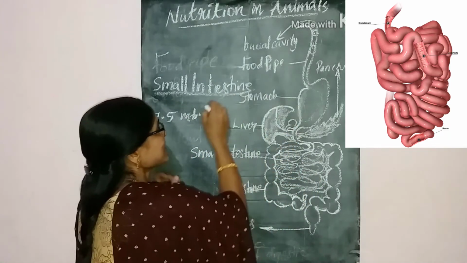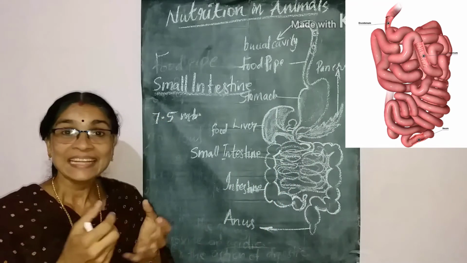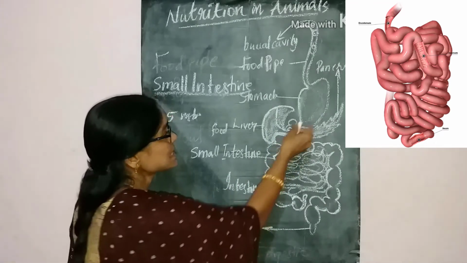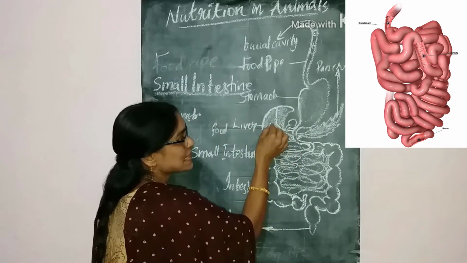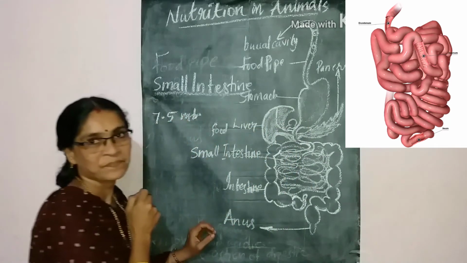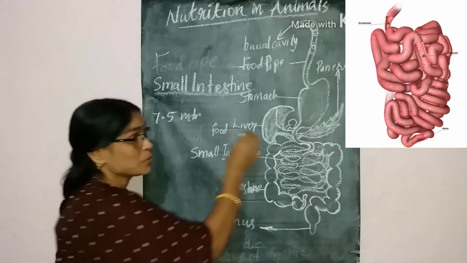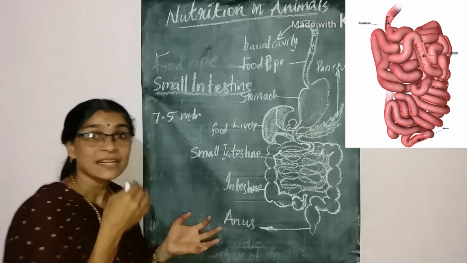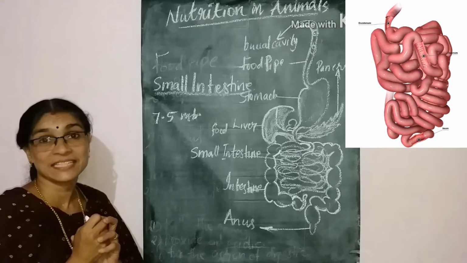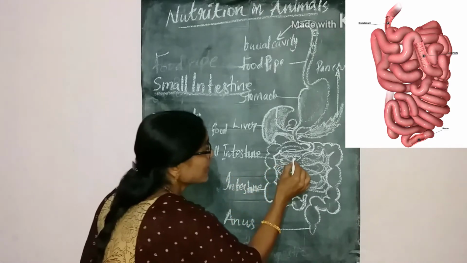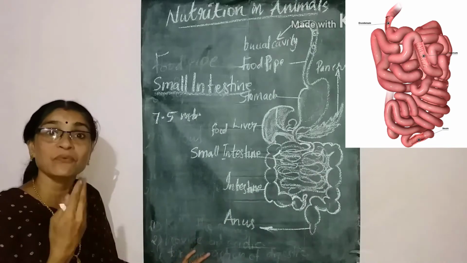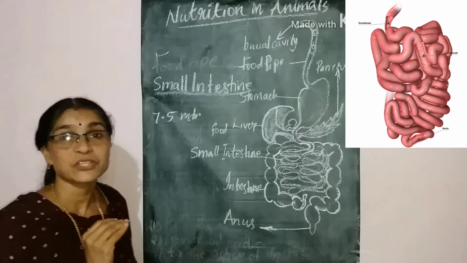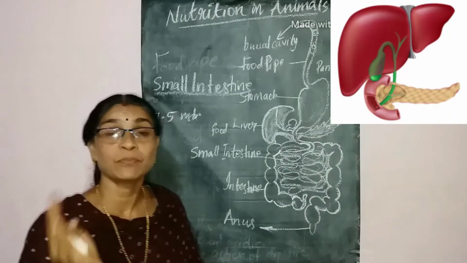This small intestine receives secretion from the pancreas and also from the liver. Not only that, it also has its own secretion. Its wall, this coiled tubular structure, also produces some secretion of its own for the digestion of complex food materials.